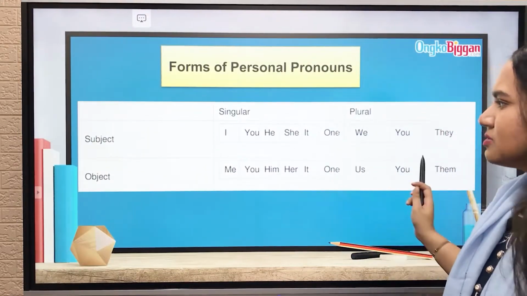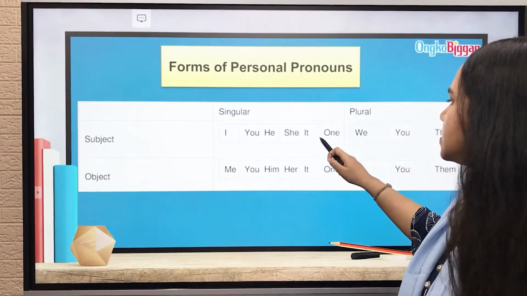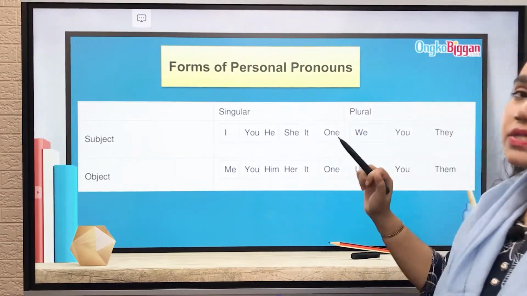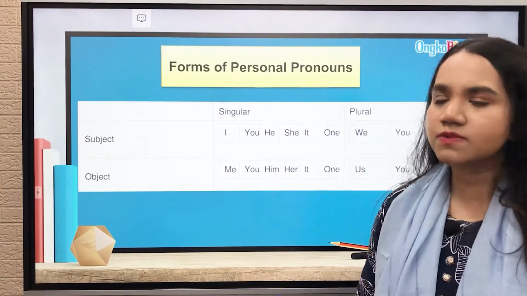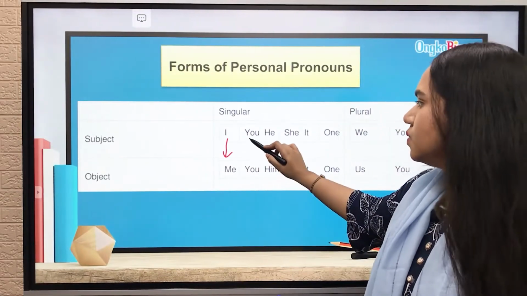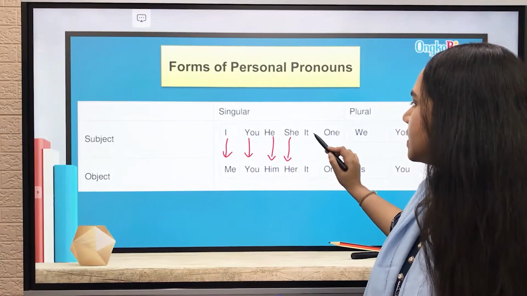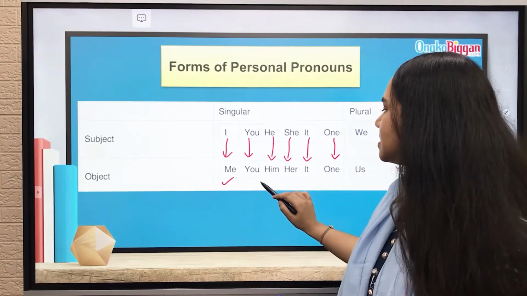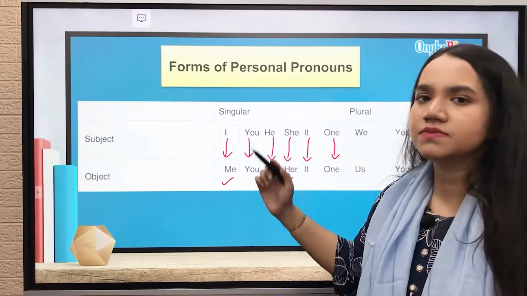So how is the structure? We see how for a subject, the singular forms are I, you, he, she, it, one. For object, it is me, you, him, her, it, one. So we already know that personal pronouns can be of two types, subject and object. If I turns to an object, it will be me. You turning to an object is still you. He will turn to him. She will be her. It will be it. One will be one. So only these three are the things that actually change while moving from subject to object.